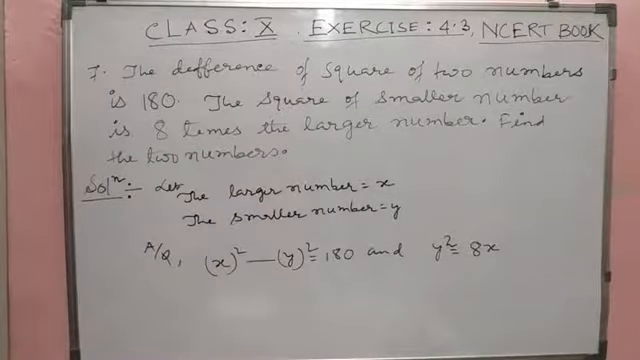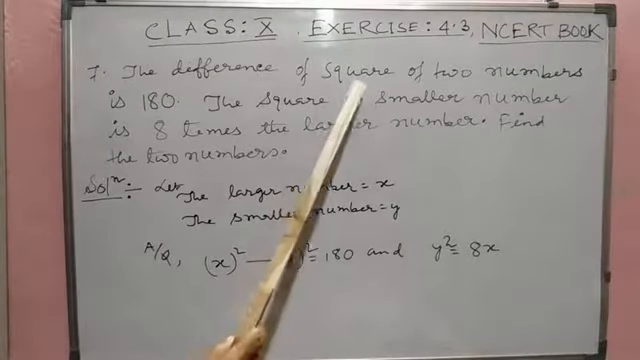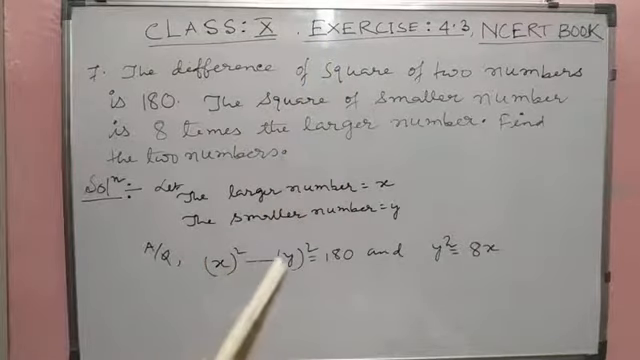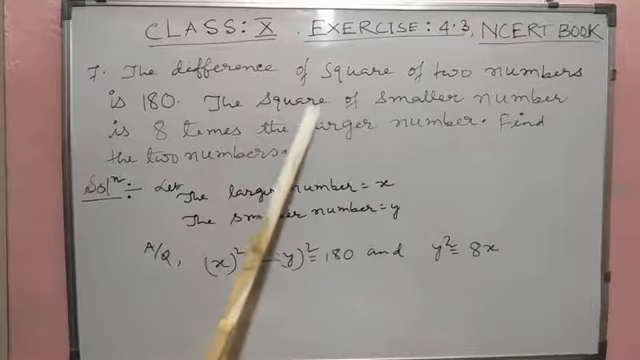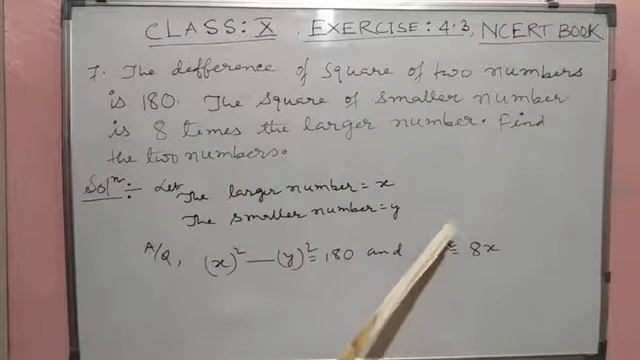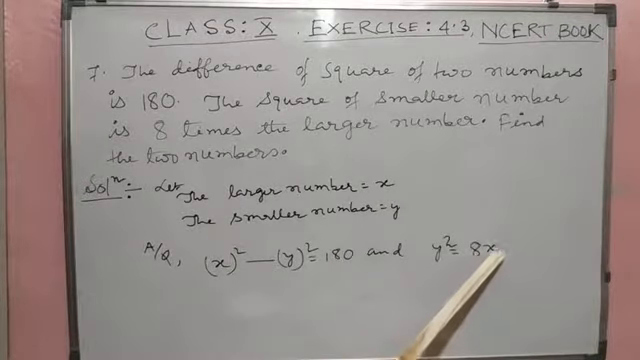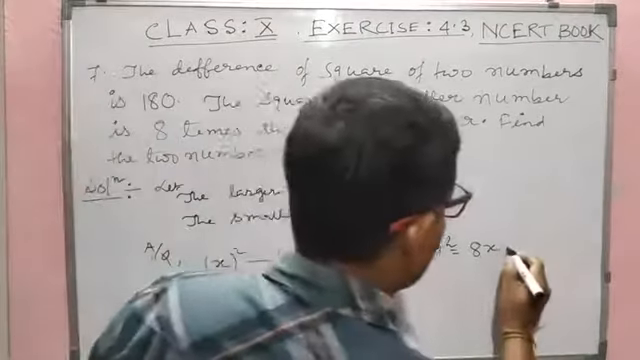So the two numbers are larger number x and smaller number y. According to the question, difference of squares means x square minus y square equals 180. Second condition, the square of the smaller number. The smaller number is y, so y square equals 8 times the larger number, 8 into x. Let us call this equation 1.